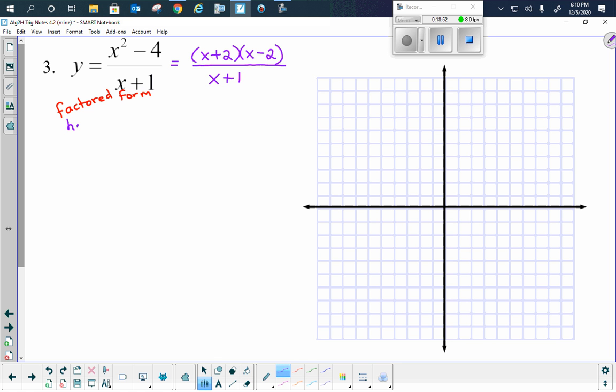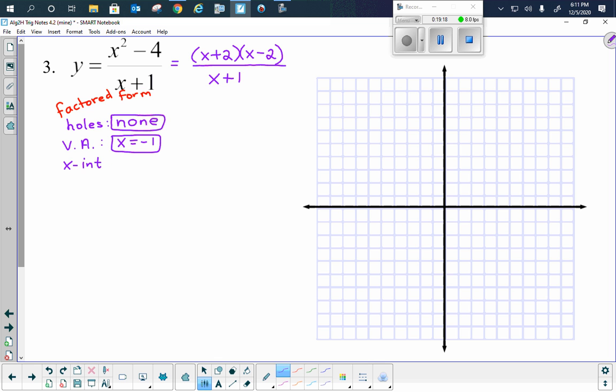I'm going to find holes always first. And I noticed that there are no factors that cancel. So my answer is going to be none. Vertical asymptotes next. What can x not be? x can't be -1, so your vertical asymptote is x equals -1 from that denominator in the factored form.